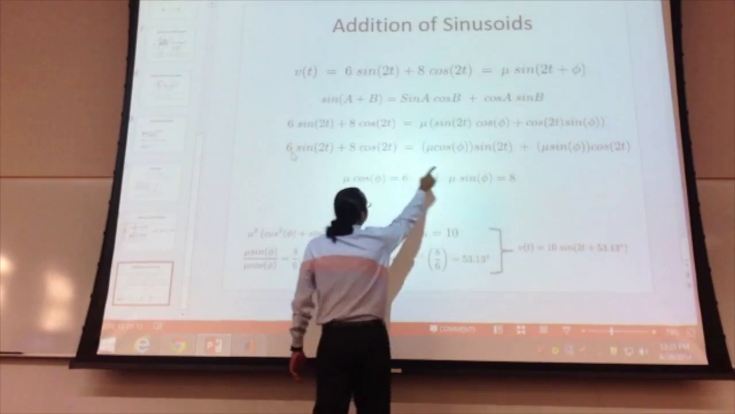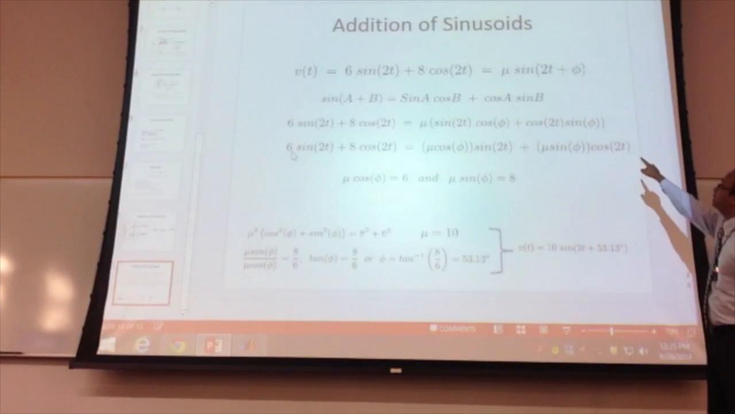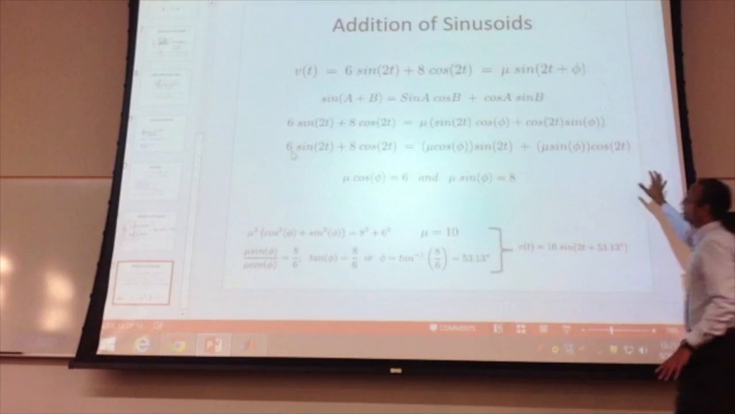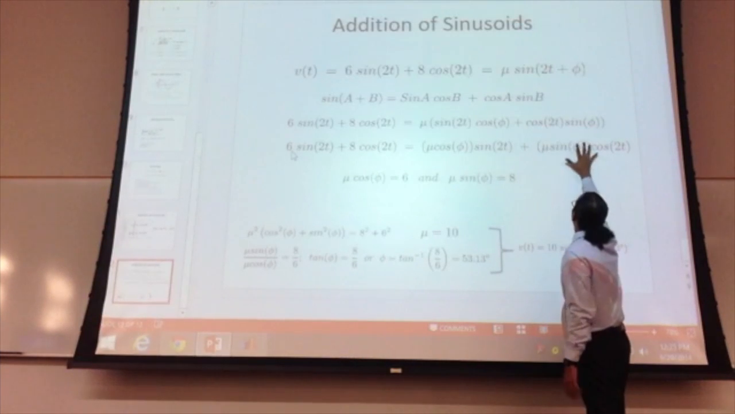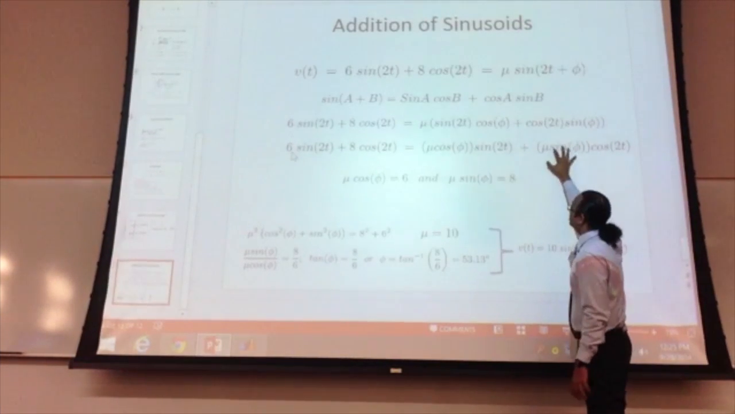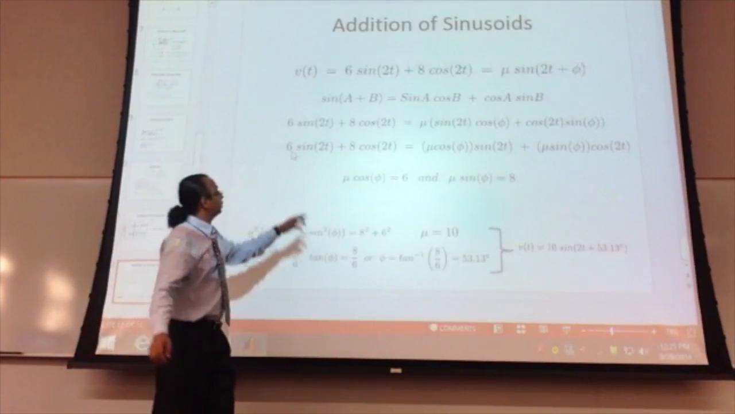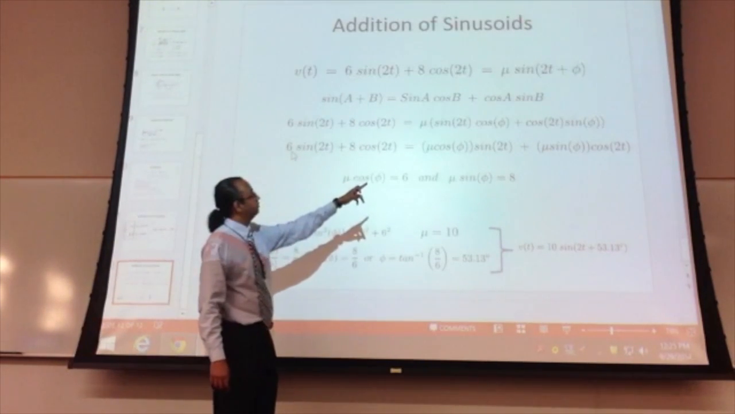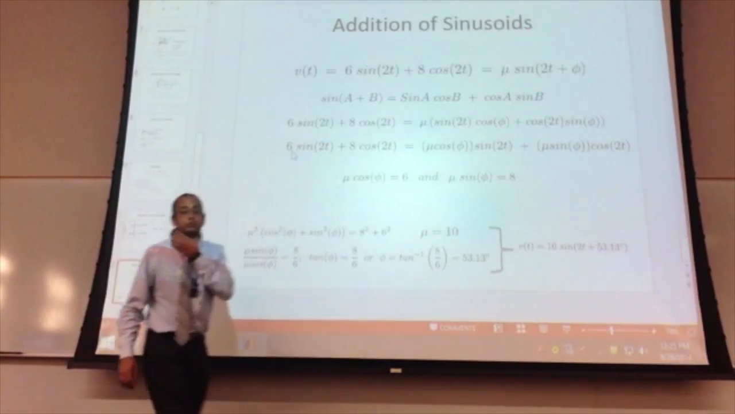We will do the same thing for this. If I distributed the mu over this cosine 2t sine phi term, I would have mu cosine 2t sine phi, but I rearrange the terms slightly, and I make it appear very similar to this. So I have 8 cosine 2t here. So I have something times cosine 2t, and this something has to be equal to this. Okay? So in the first expression, mu cosine phi should be equal to 6. And the second one, mu sine phi should be equal to 8.